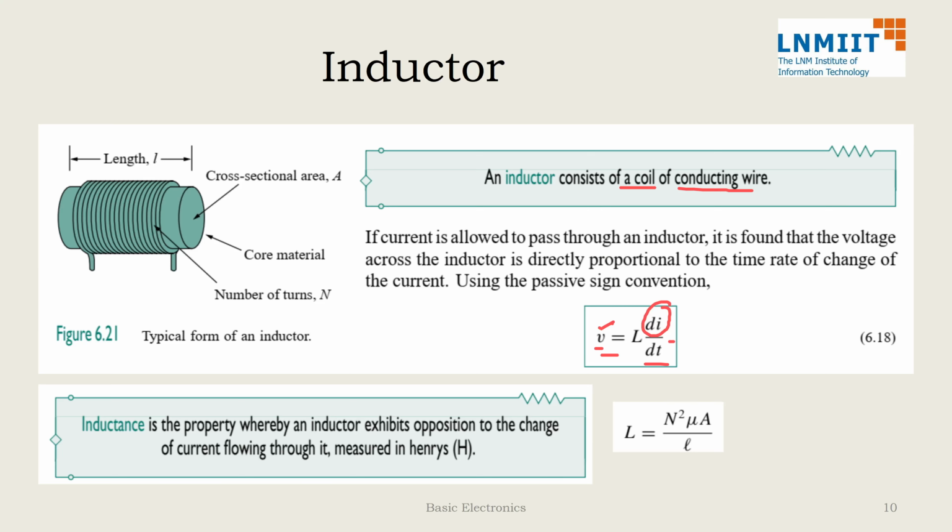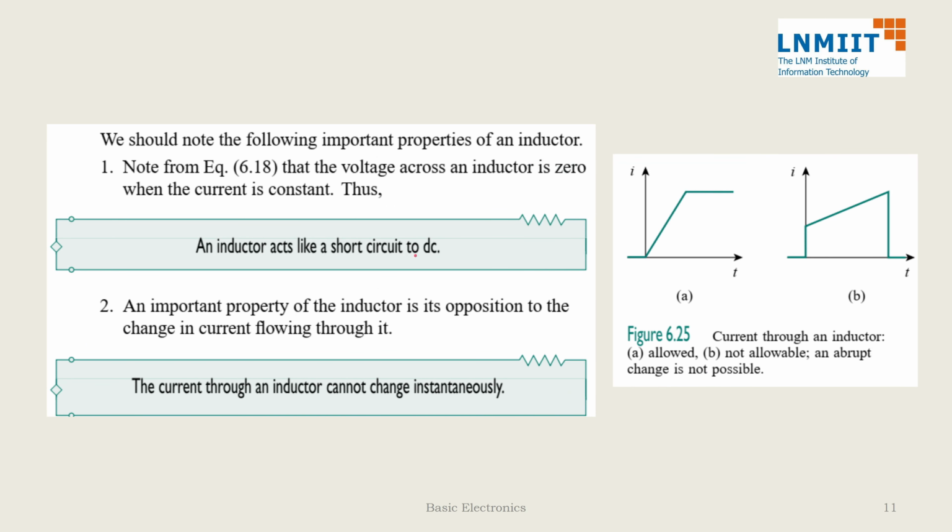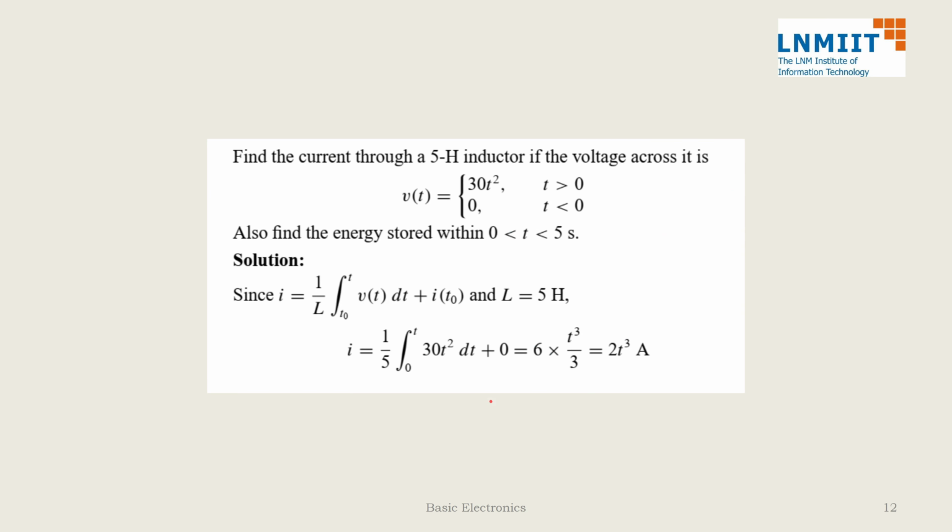The voltage can change. So for a DC signal, the inductor will behave like a short circuit, and when you have an AC signal, the inductor will show some impedance, and for a very high frequency AC signal, the impedance will be very high and it can become like an open circuit. So current is the quantity which will not change instantaneously.